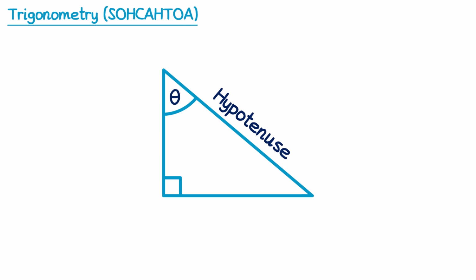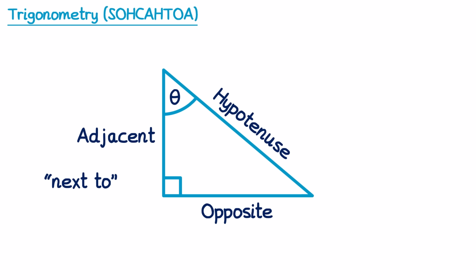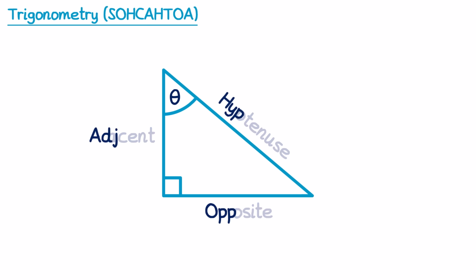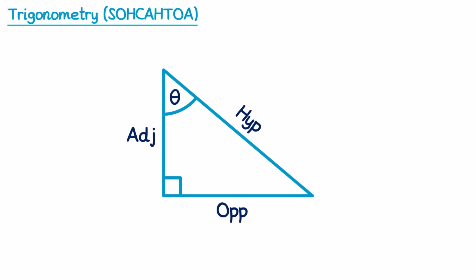Now that we've labelled the angle, we can label the side that's opposite this angle, and we call it the opposite. This leaves the remaining side, which we call the adjacent. The word adjacent means next to, and that's because this side is next to the angle. It's helpful to abbreviate these to hyp, op, and adj.